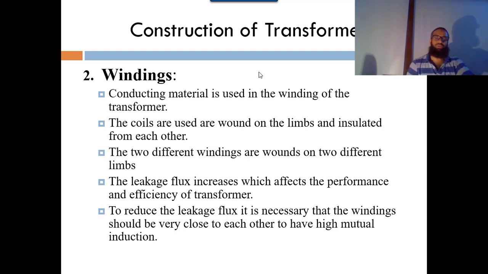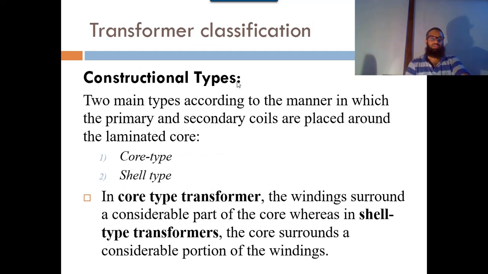So we normally use the number of turns in the form of a coil, and different types of materials will produce different types of magnetic induction. So normally we use copper material in order to minimize the losses of the system. Based on the construction, we can say that there are two types of transformers. One is the core type transformer, and the second one is the shell type transformer.